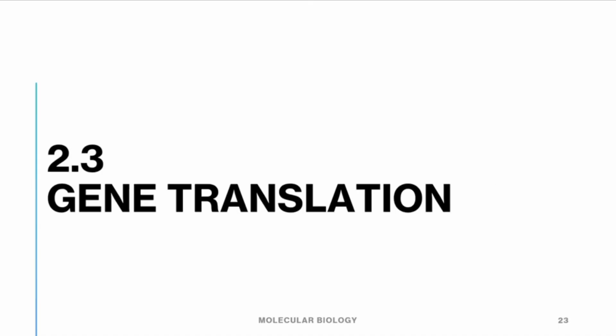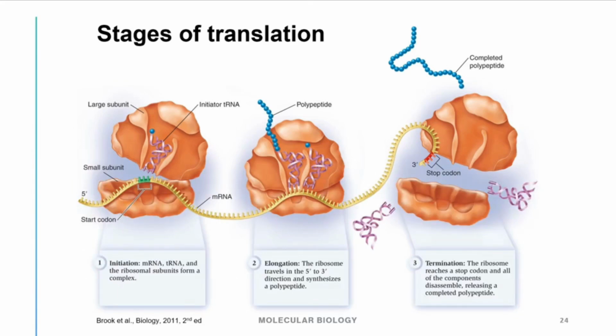Okay, next, let's look at the translation process. Similar to transcription, there are also three stages in the translation process. We start with initiation, where the mRNA, the tRNA for initiation, as well as the ribosome subunits will come together to form a complex. Moving on, we have elongation, which is where the ribosome travels along the mRNA in the 5' to 3' direction, and the correct tRNA comes into the ribosome and has its amino acid added to the growing polypeptide chain.